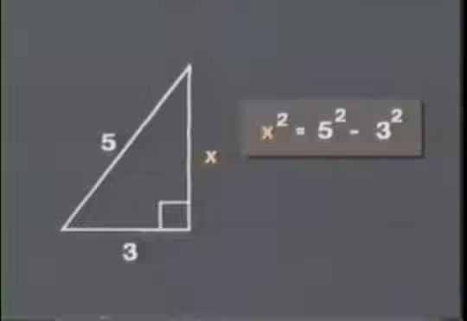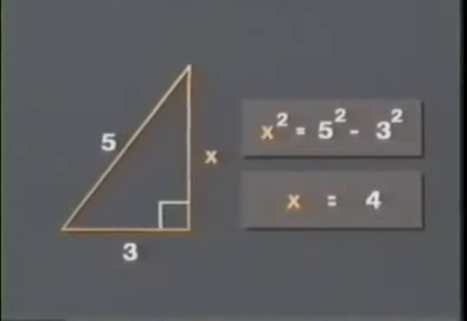Sometimes it's convenient to use the Pythagorean theorem to find the length of a side. In a right triangle, the square of the hypotenuse is equal to the sum of the squares of the other two sides. With any two sides, we can always find the third using the theorem.